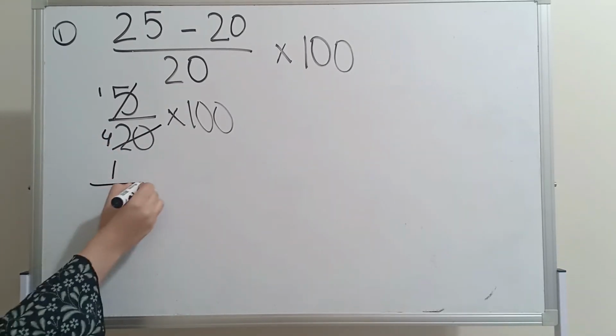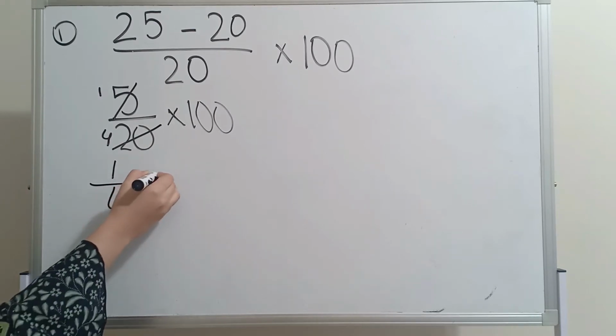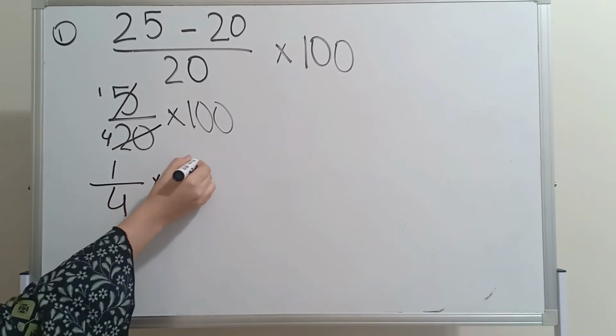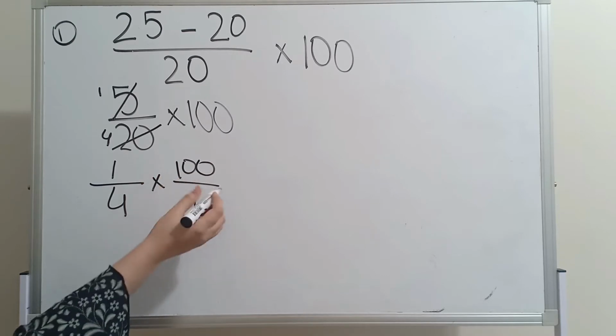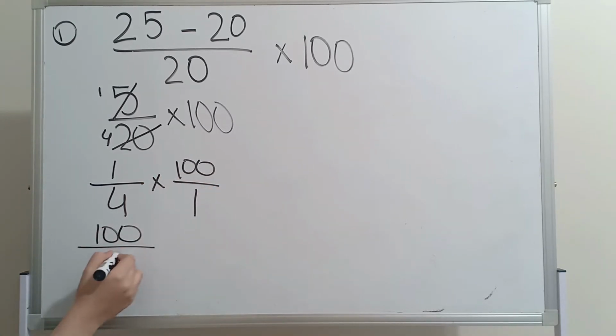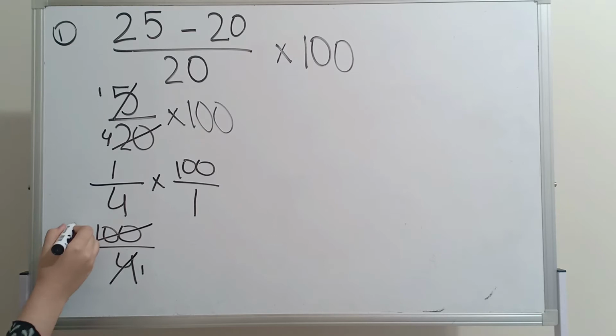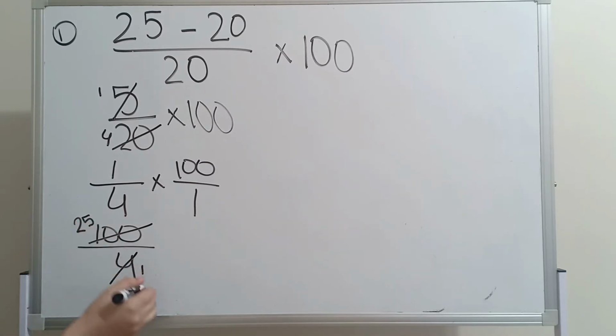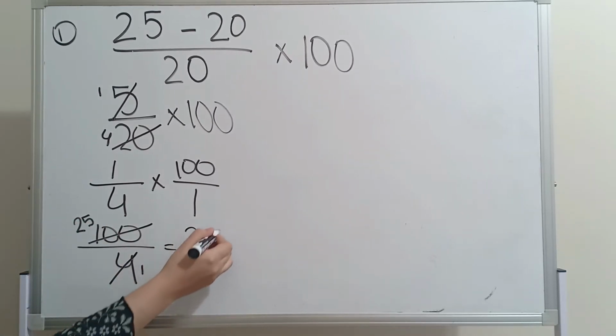We can multiply by 100 over 1. So this equals 100 over 4. If we now divide it, 4 times 1 is 4. 4 times 2 is 8. And 4 times 5 is 20. So this is our answer, 25%.